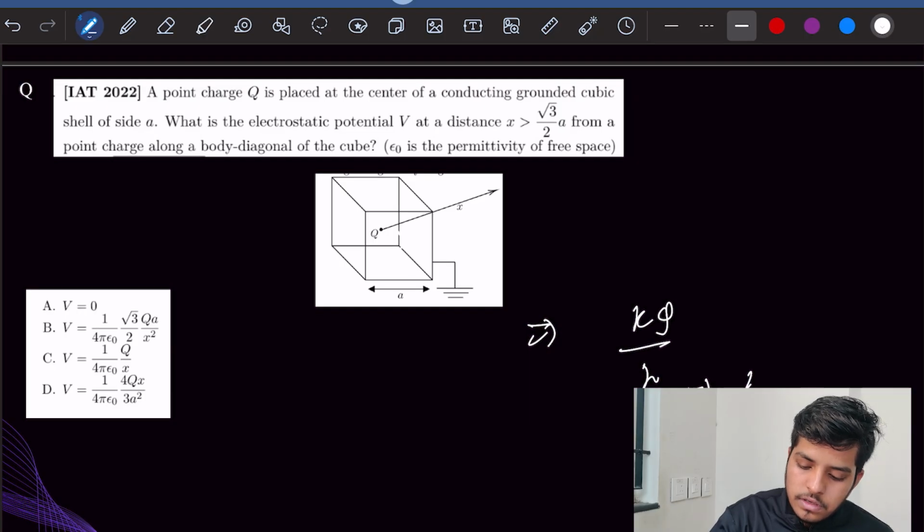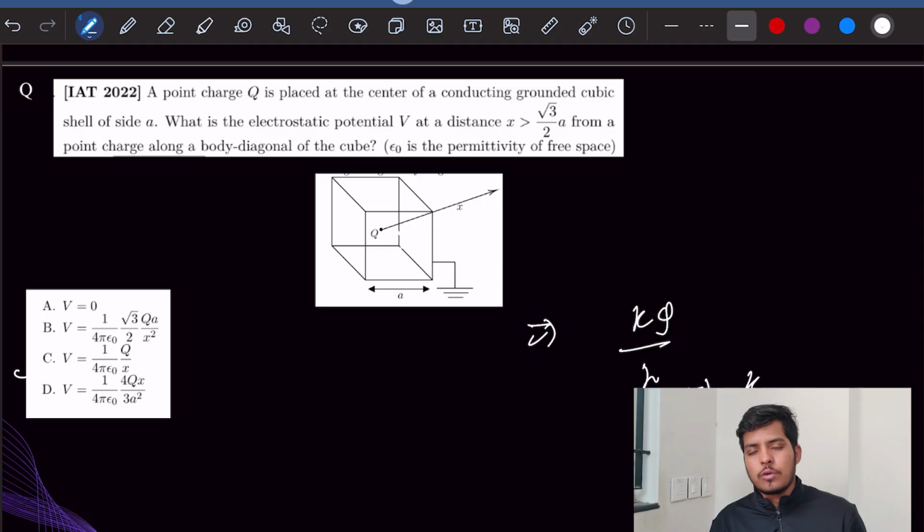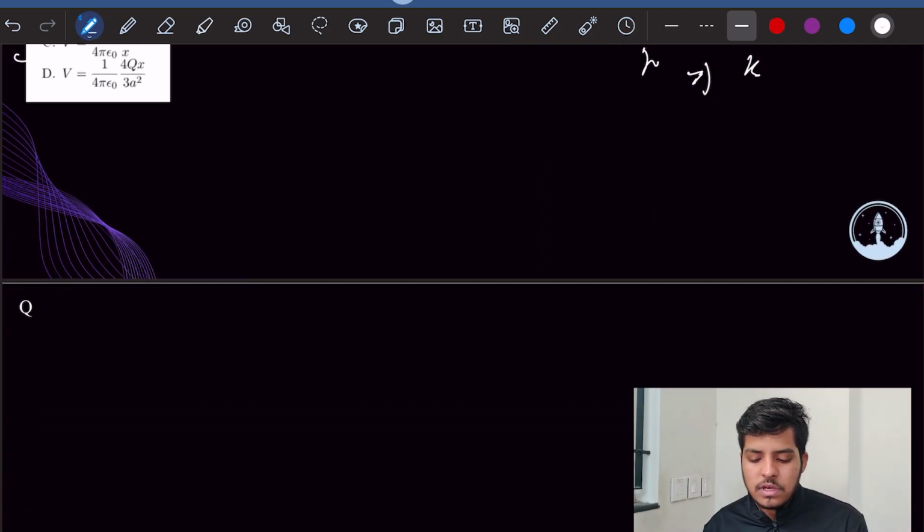So kQ upon x only. Option C will be the correct answer. kQ upon x only, because it will behave like a point charge. So it's kQ upon x.